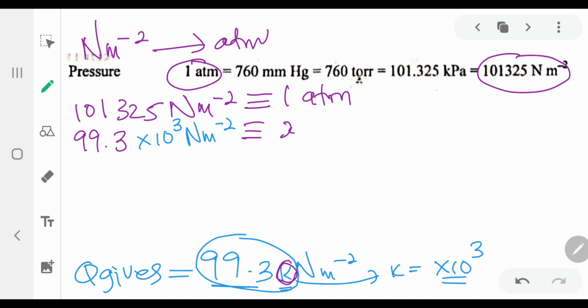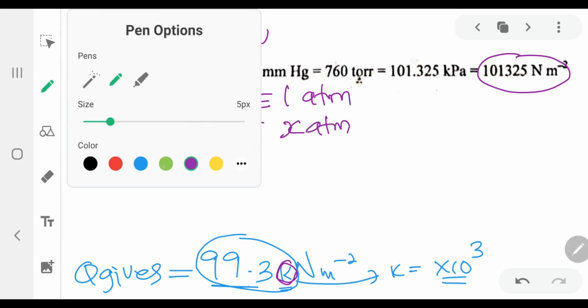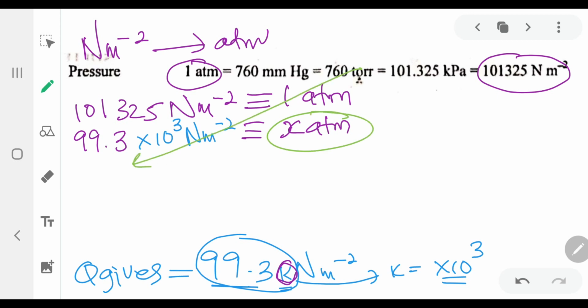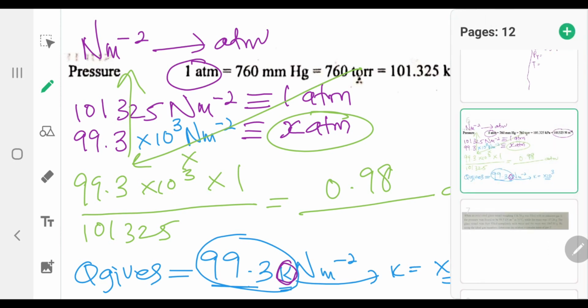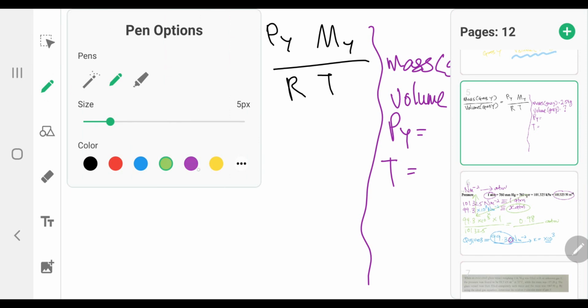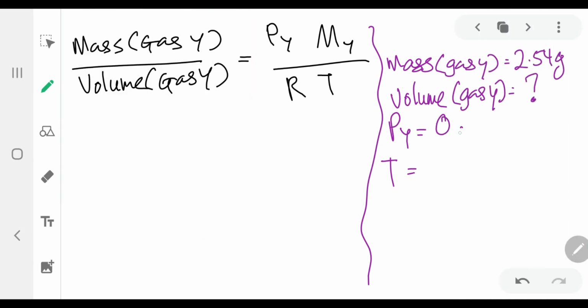So that is X ATM. We want to find this. So you have 99.3 times 10 to the power of 3 times 1 over 101325, you divide with that one, equals, you're going to get 0.98 ATM. Okay, so from the conversion, we know that this one should be 0.98 ATM. What about the temperature?